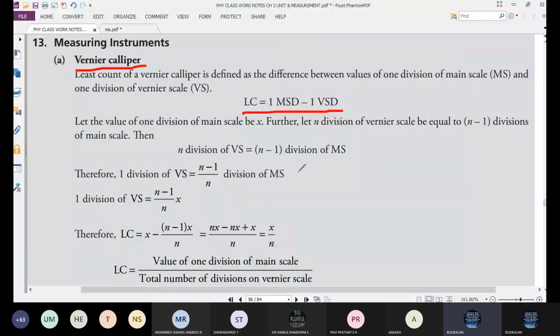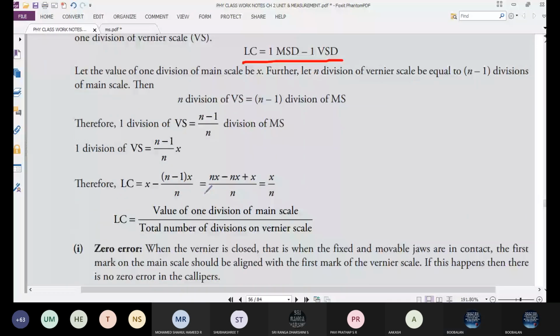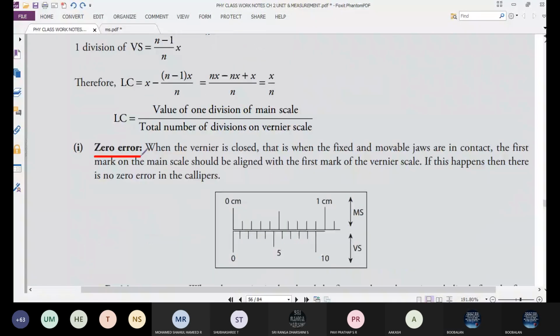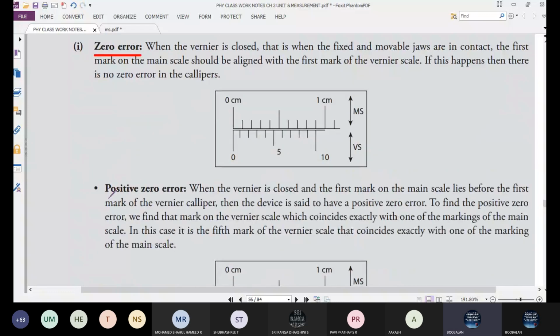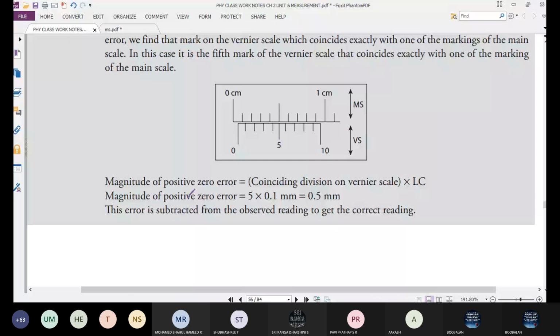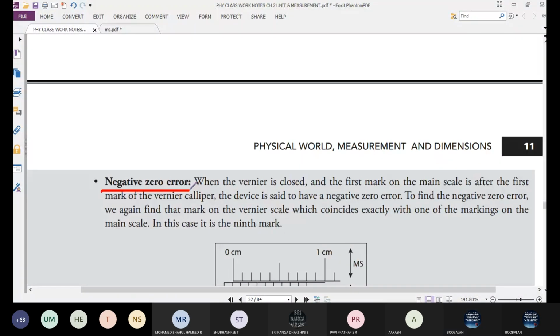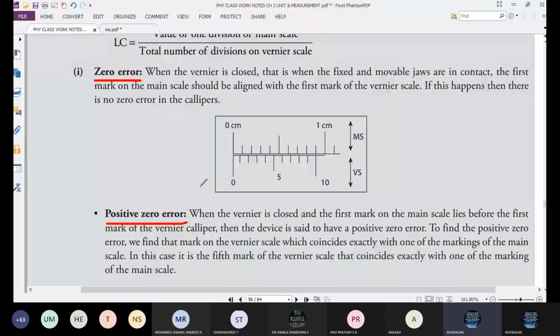Okay, no need to get confused in this area. We go for the next. Second, errors: zero error, positive error, negative error. Zero error means the main scale and Vernier scale both are attached at the same place, 0 and 0. Main scale and Vernier scale. So it is the zero error.